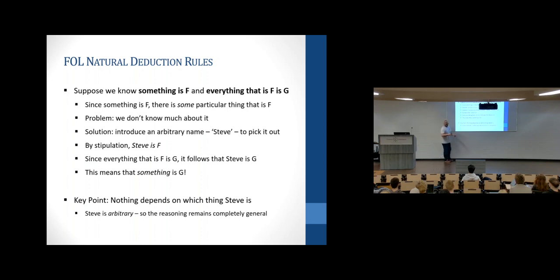The key point here about all of this is that nothing in this reasoning depends on which thing Steve is. Doesn't really matter that we used that name either. We could have used Vladimir, we could have used Stephanie, we could have used any name at all. So not only does it not matter what name we used, but it doesn't matter what object the name stands for. That's the reason why the name is arbitrary. It's just filling a grammatical purpose for us. The reasoning here remains completely general.